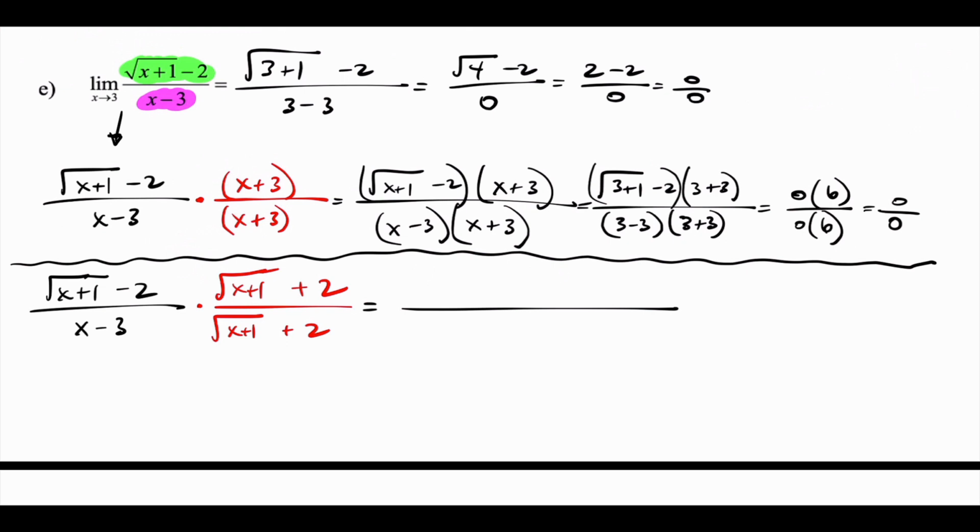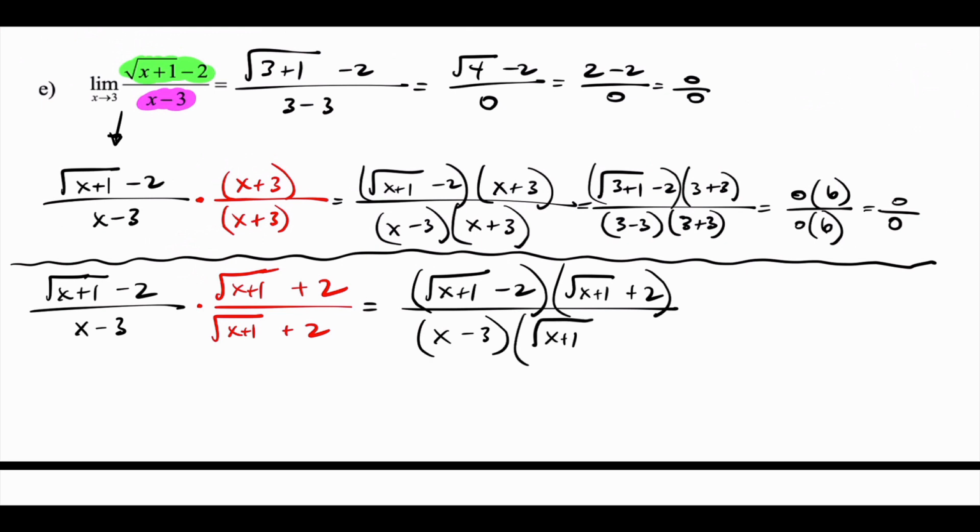So the top, I have square root of x plus 1 minus 2, square root of x plus 1 plus 2. Bottom, I have x minus 3, square root of x plus 1 plus 2. Again, I don't want to cross out the second parts because then I would be back to where I started. So this is where you're going to do differently.